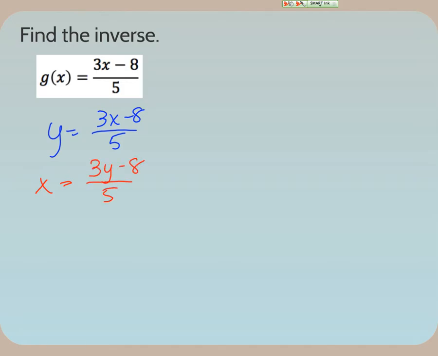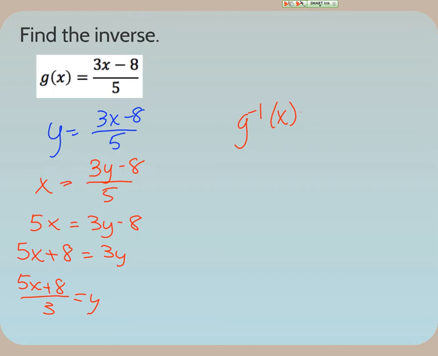All right, so then we've got a times by 5. So I've got 5x equals 3y minus 8. Add that 8. So 5x plus 8 equals 3y. And then divide by 3. So 5x plus 8 divided by 3 equals y. I'm going to write it still with the proper notation, but are there any questions about any of that? So the inverse of g of x equals 5x plus 8 divided by 3.